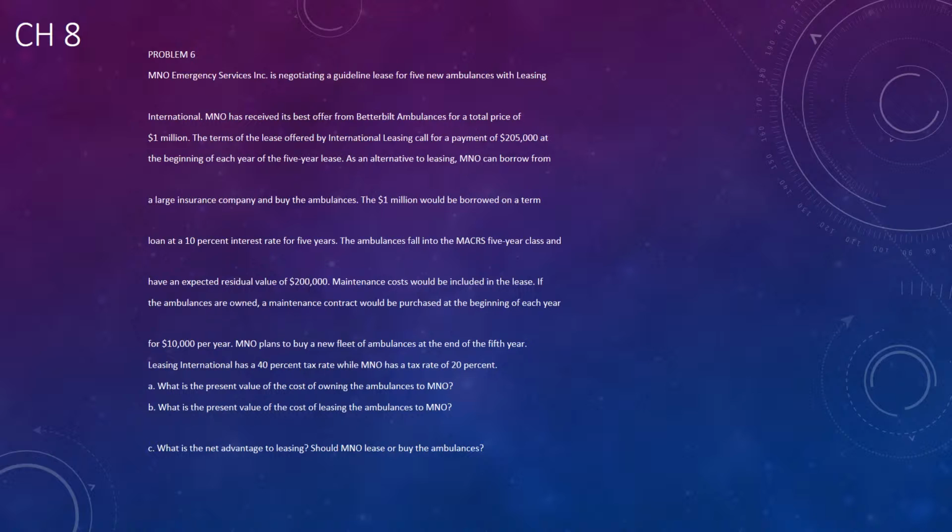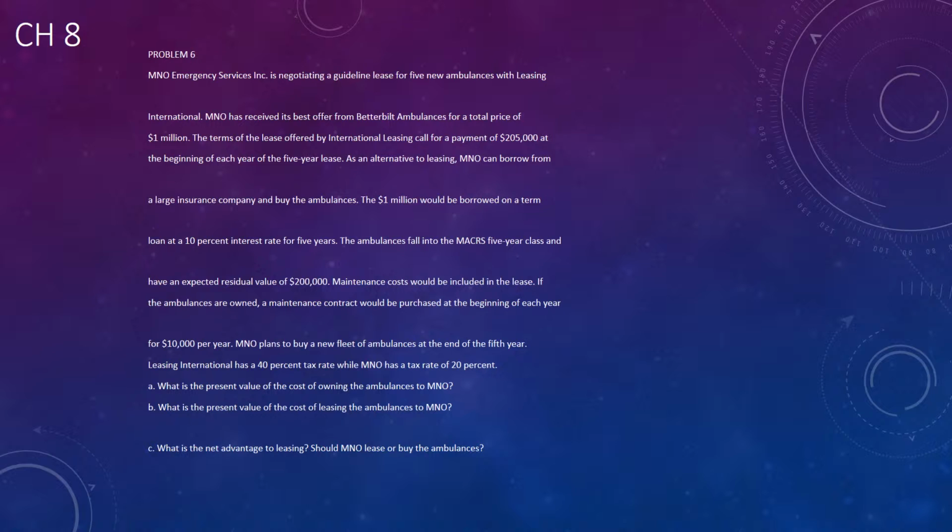M&O Emergency Services is negotiating a guideline lease for 5 new ambulances with Leasing International. M&O has received its best offer from Better Build Ambulance for a total price of $1 million. Does the price of these things start shocking you guys yet? I don't know how much time you've actually spent in healthcare, but on capital acquisition, these are pretty accurate prices. The term of the lease offered by International Leasing calls for a payment of $205,000 at the beginning of each year of the 5-year lease.